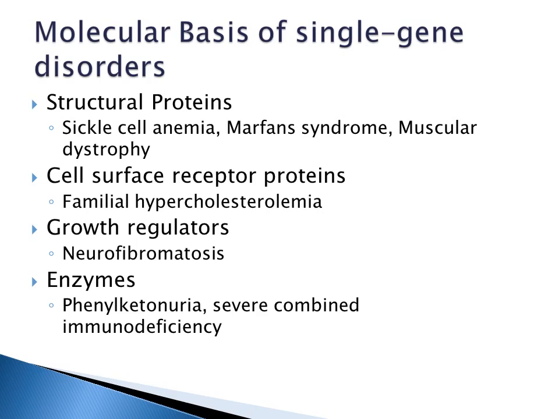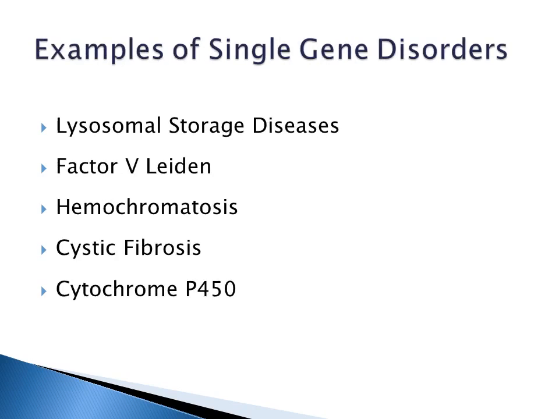Mutations in growth regulators, neurofibromatosis, and mutations in enzymes such as phenylketonuria and severe combined immunodeficiency. Examples of single gene disorders. There are lysosomal storage diseases, factor V Leiden, hemochromatosis, cystic fibrosis, and cytochrome P450.